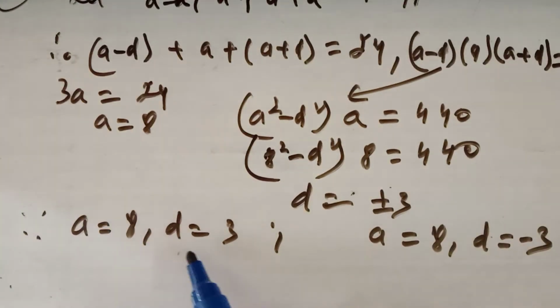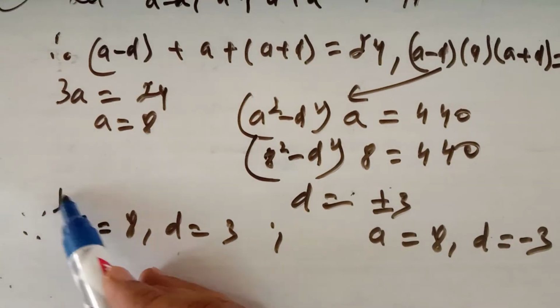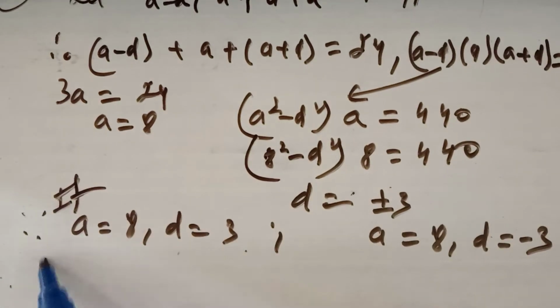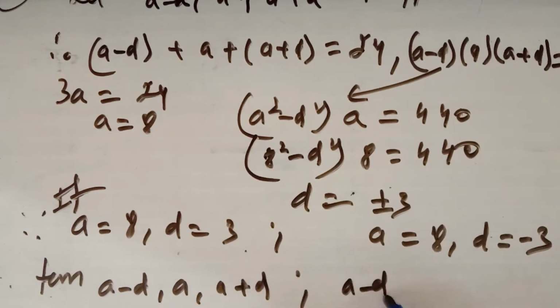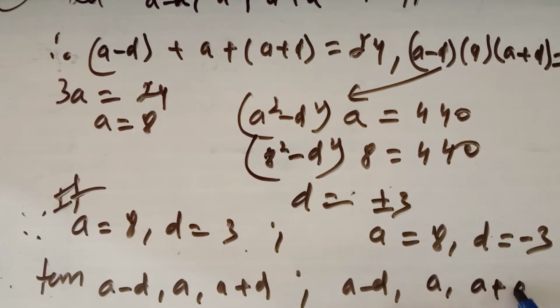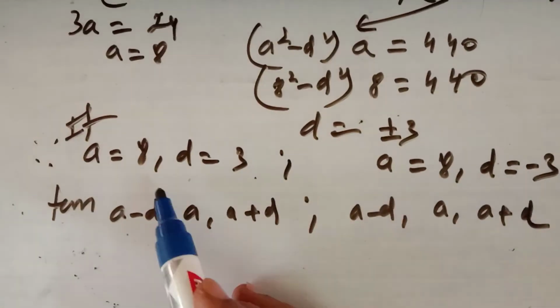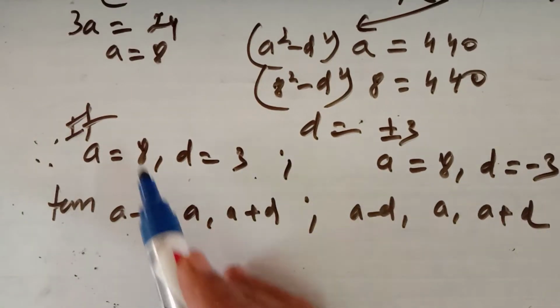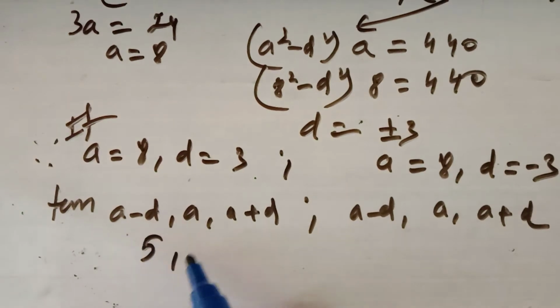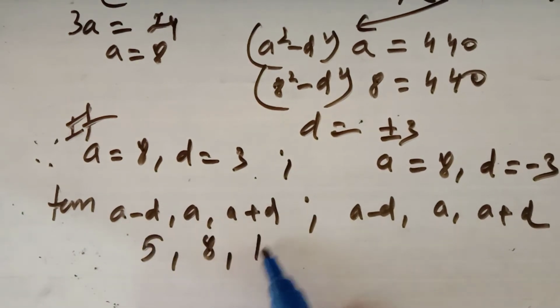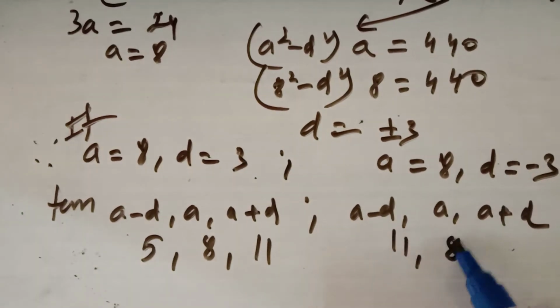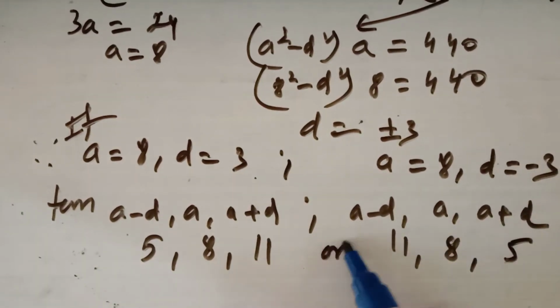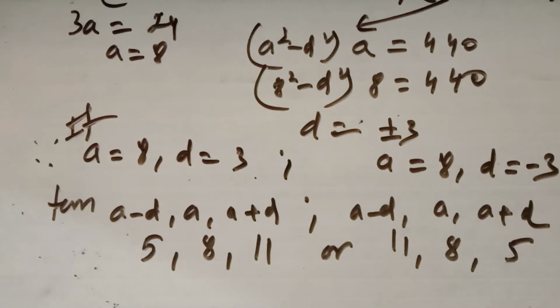Okay. So if you have this A and this D, what will the terms be? It will be A minus D, A and A plus D, and in this case also A minus D, A and A plus D. Replace the values of A and D. It will be 8 minus 3, that is 5, 8 and 11. In this case, 8 minus minus 3 gives 11, 8 and 5. So two cases can be there, 5, 8, 11 or 11, 8, 5.